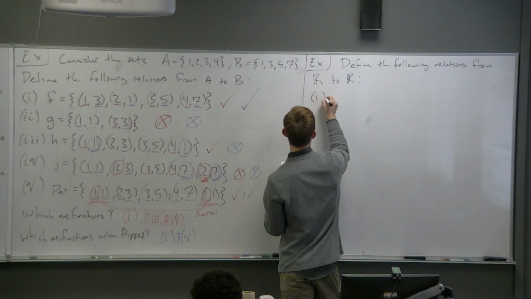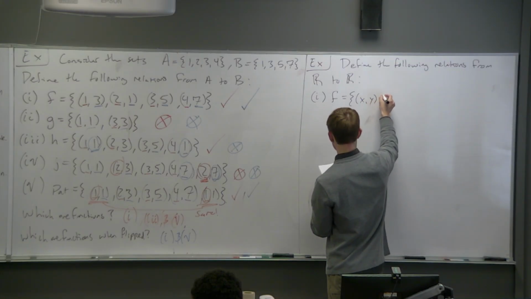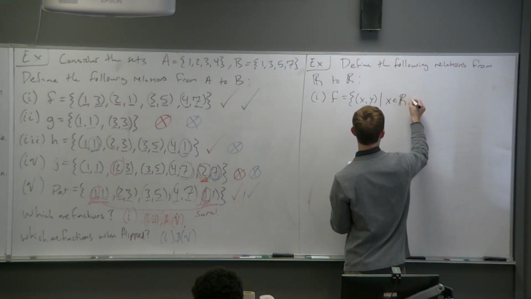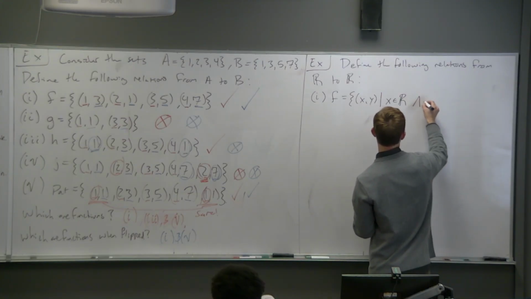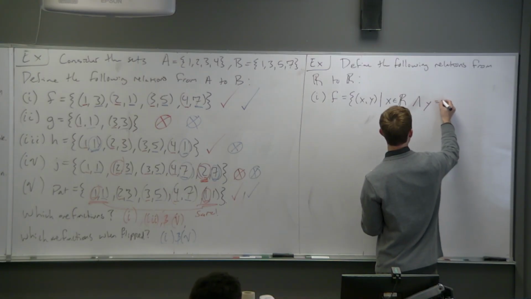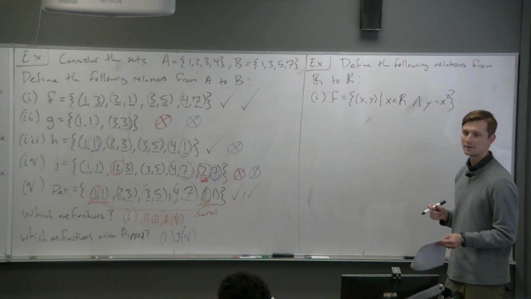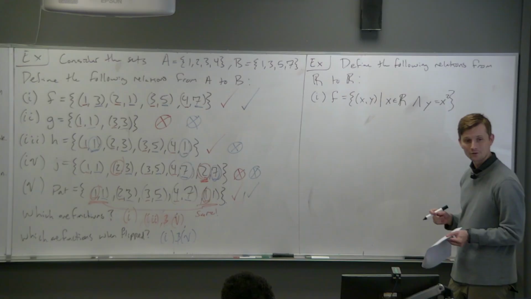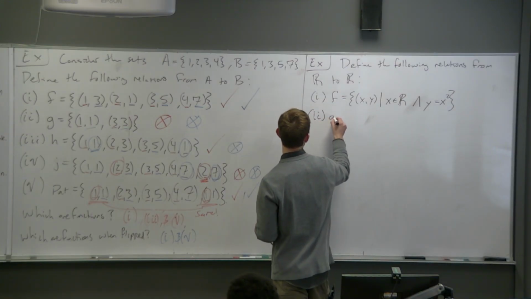Okay, here's one. Let f be the relation of x's and y's such that x is in the reals and y is equal to x squared. This is the ordered pair way to express the function f of x equals x squared. Right? Okay.